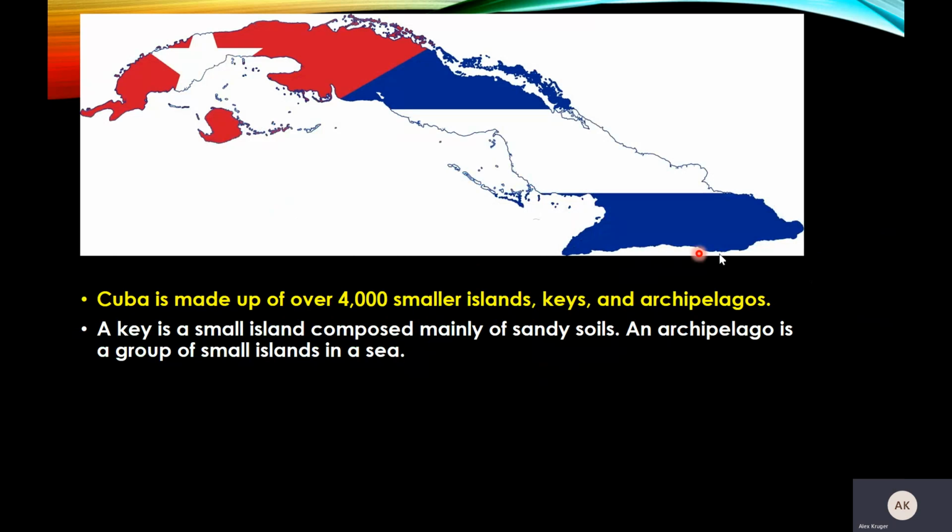That's what Cuba looks like. In the end, it's got tons of little islands right over here and over here and over here. So Cuba is made up of over 4,000 small islands, keys, and archipelagos. A key is a small island just made out of sand, so there's not much on it. And then an archipelago is a bunch of small islands in a sea, so something like this would be an archipelago. Tons of islands.